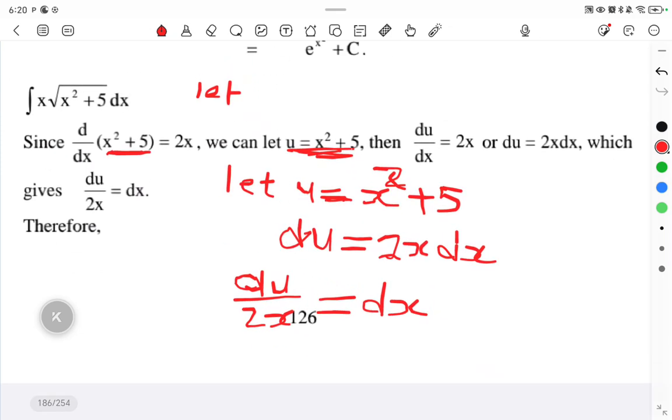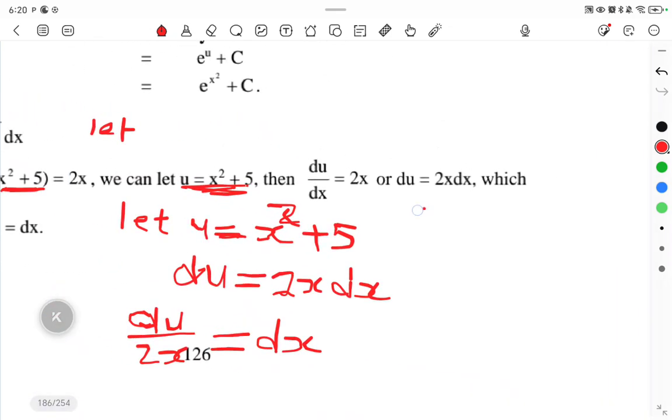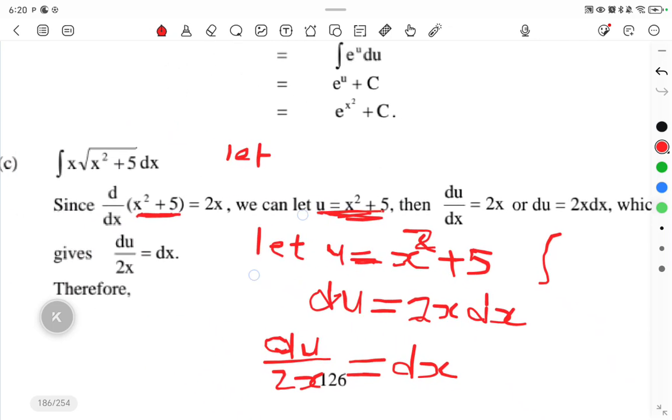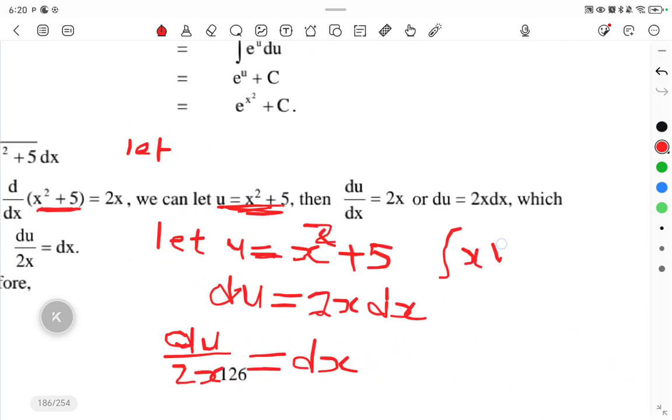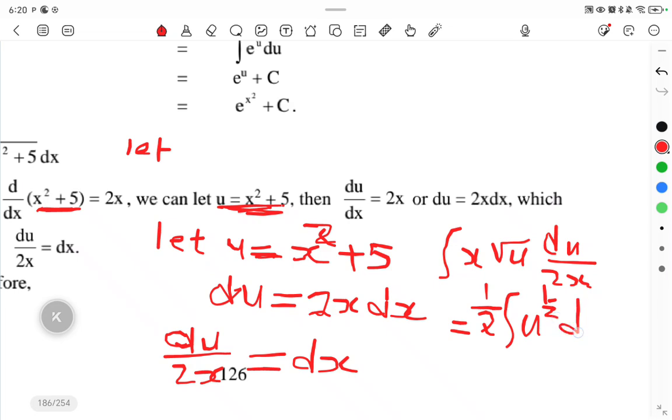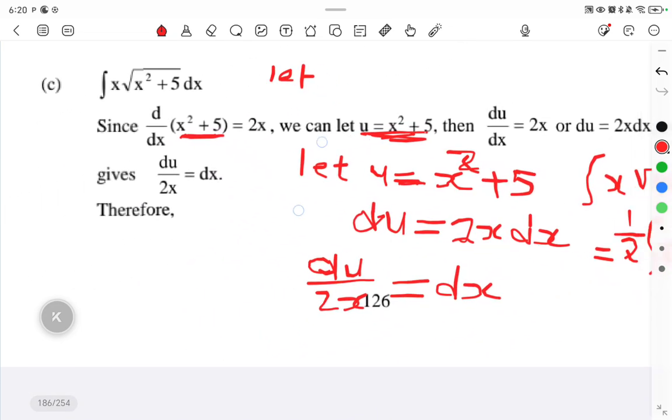And this would be the integral of, when I go back, x root of u du over 2x. And this I'll take out the 1 over 2. The x cancels out. I'm left with u to the 1 over 2 du. That's why here I have this.